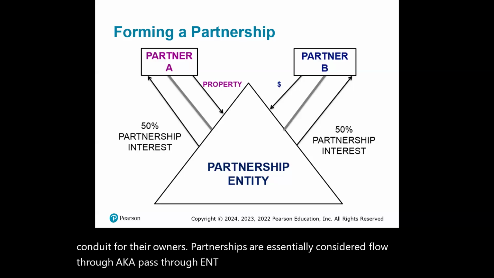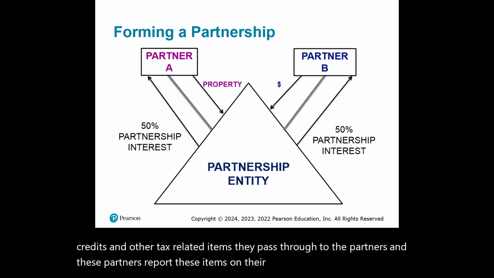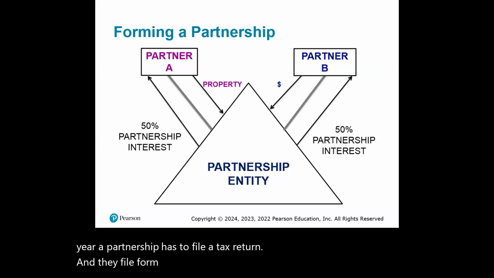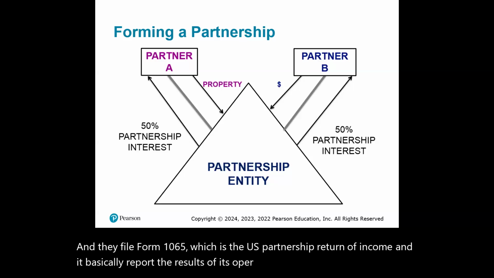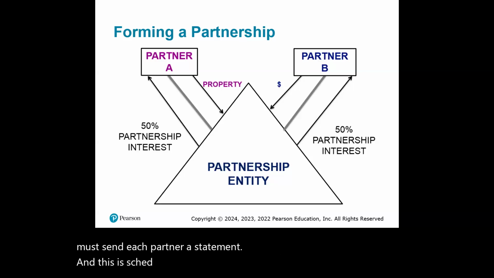So the income, expenses, losses, credits, and other tax-related items pass through to the partners, and these partners report these items on their separate tax returns. Each year, a partnership has to file a tax return, Form 1065, which is the U.S. Partnership Return of Income. They basically report the results of its operations, whether there's a net income or a net loss. And when the partnership return is filed, the preparer must send each partner a statement. This is Schedule K1, Form 1065.